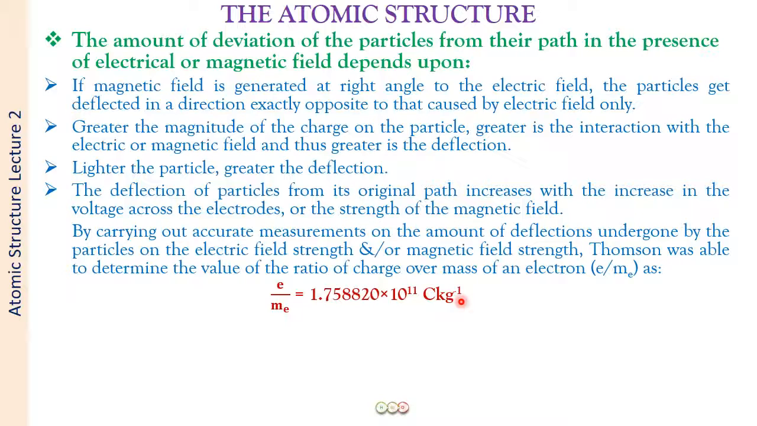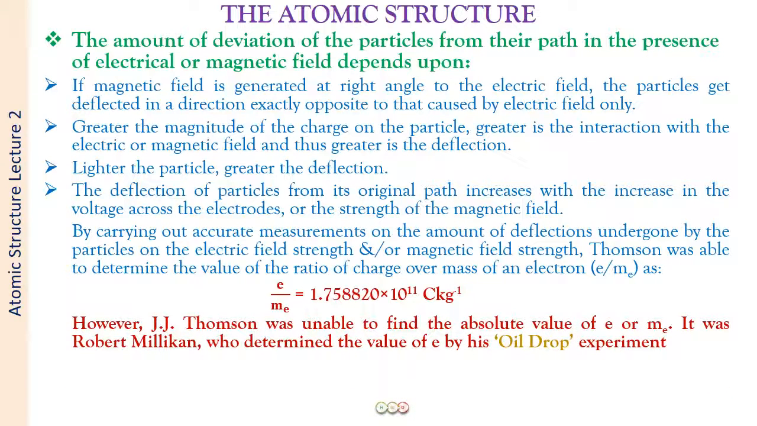And this he calculated using different discharge tubes fitted with electrodes of different metals also, and he placed different gases in the tube also, and he found every time that the ratio of the charge to mass of the electrons was coming to be the same.